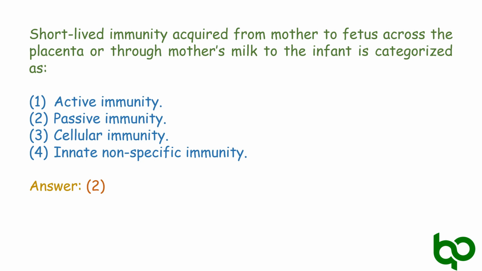In passive immunity, there is a transfer of preformed antibodies from a host to a recipient. In this case, the resistance is passively transferred from the mother to the fetus through the placenta or through mother's milk. So here the correct answer is passive immunity.